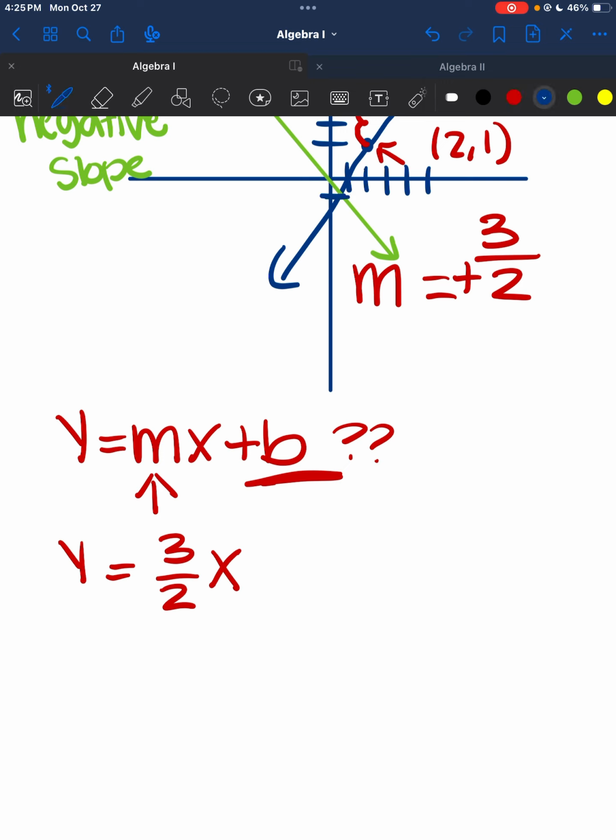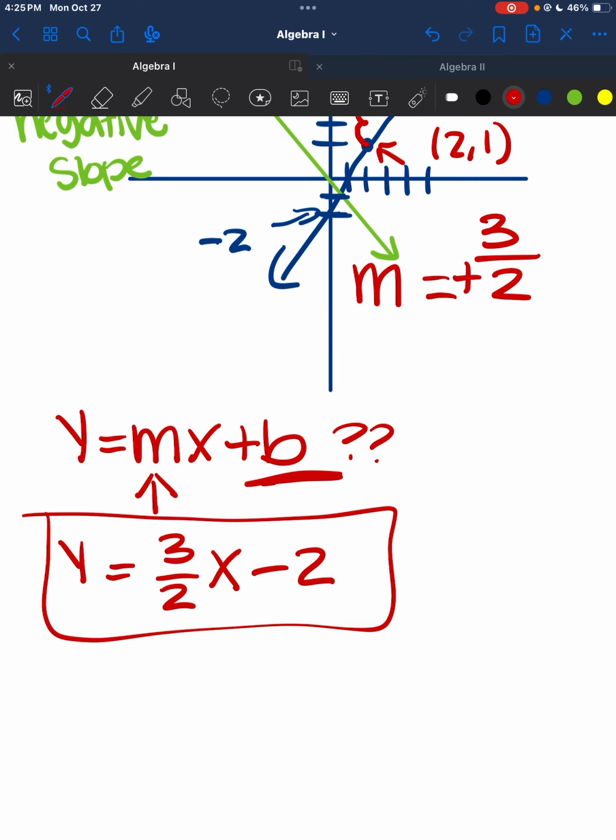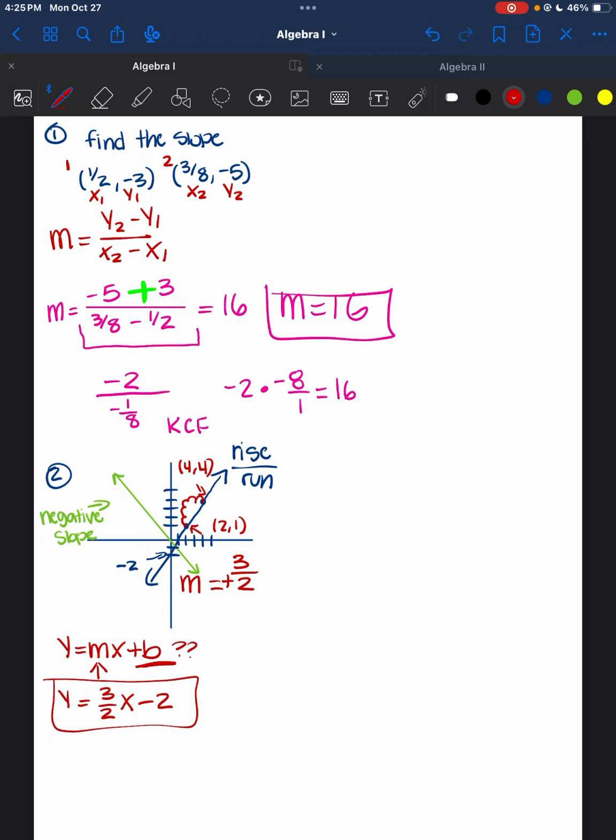If I were to officially label this, I can label it like this. My graph is right here intersecting. This right here is a -2. So for my b, I would write this as y equals 3/2 x minus 2. This would be my equation. Your b is always where your graph intersects with your y-axis. That's question number 2.